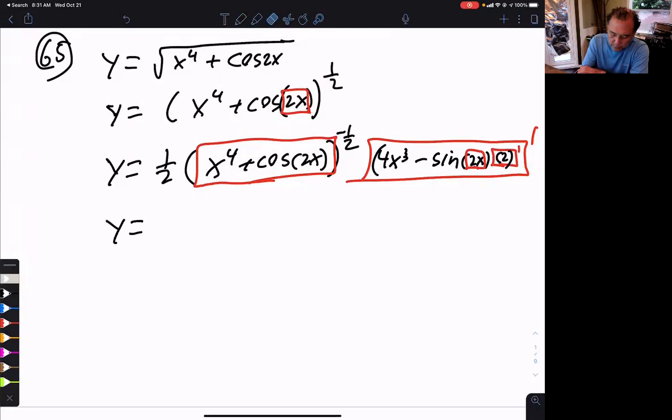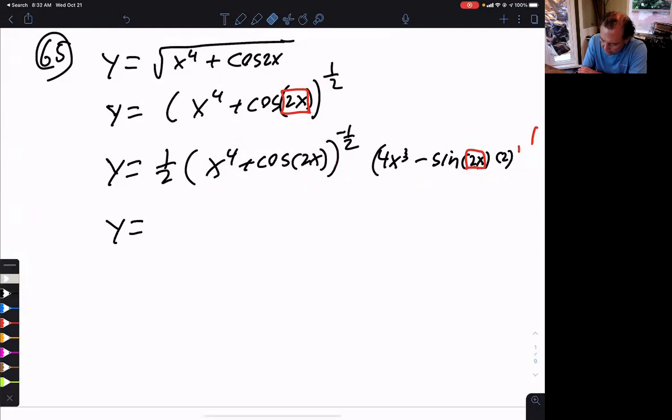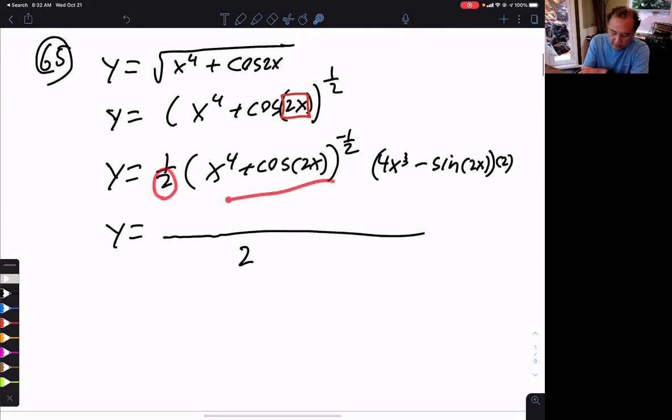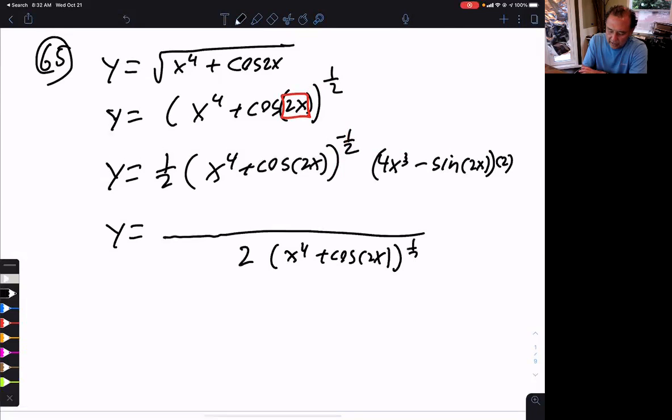So that's your answer. We're going to rearrange it to make it prettier. Let me get rid of all those boxes and see what we have. And I'm missing a parenthesis right there. Okay, what do you do with a negative exponent? You move it to the bottom and make it positive. So we're going to do that. So down below, we have a 2. That's on the bottom. Now this is on the bottom. So we have x to the 4th plus cos 2x to the 1/2 power. And the rest is on top.